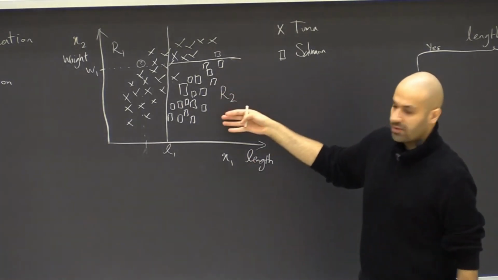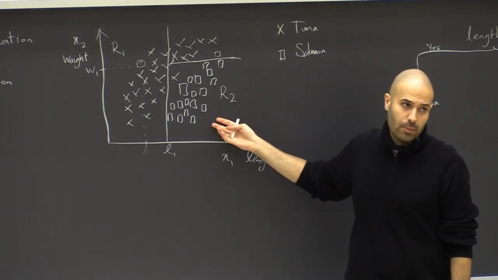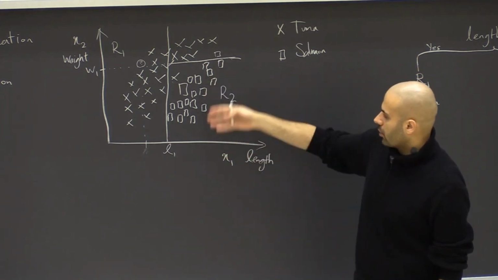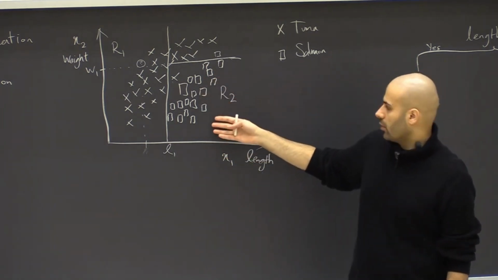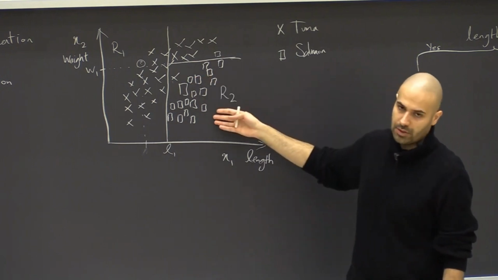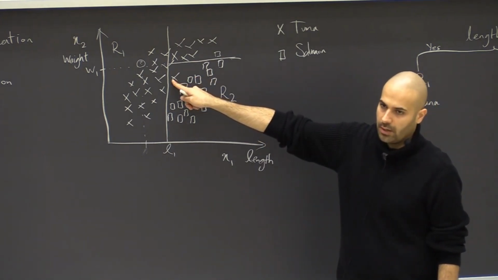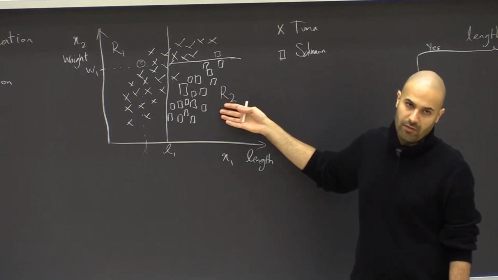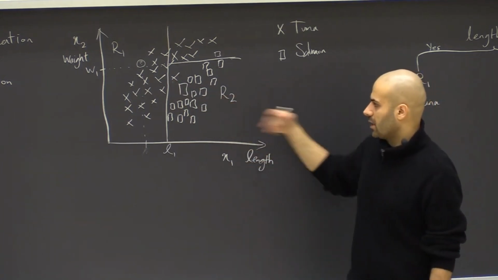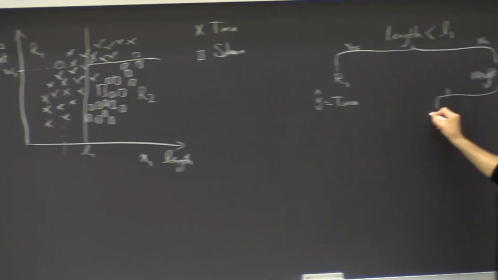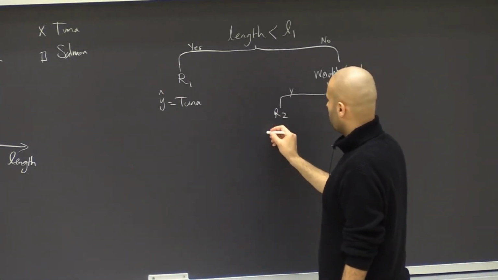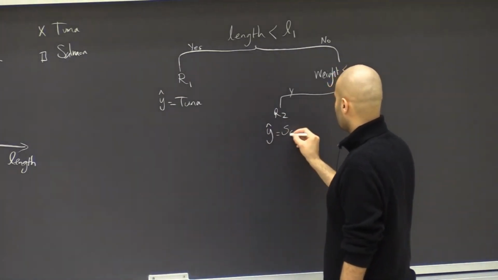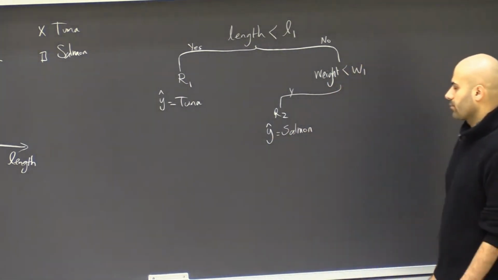And as you can see, it's not totally pure, it's not totally homogeneous, but observations of salmon are outnumbered, more common, much more common than this one observation of tuna. So let's say that for the sake of making prediction, this region is homogeneous enough, and we're going to make this more solid a bit later. So in this region R2, we're going to predict the type as salmon.